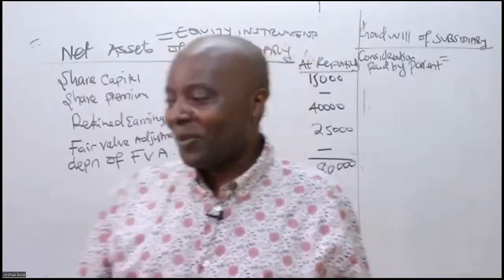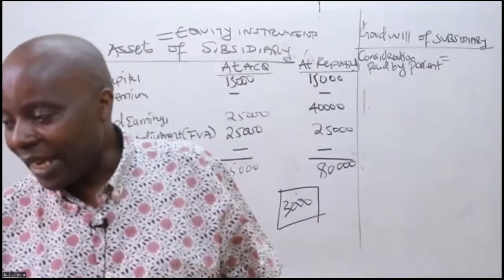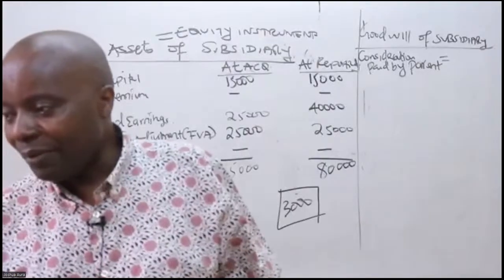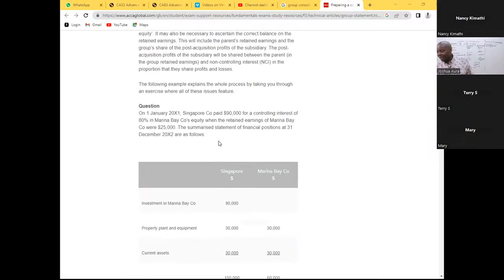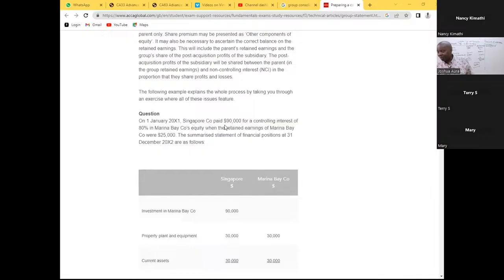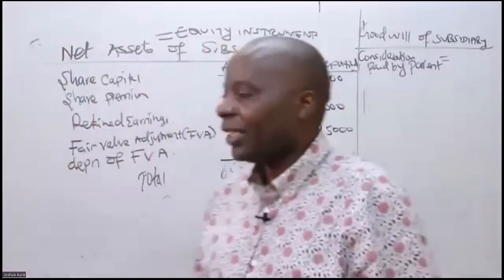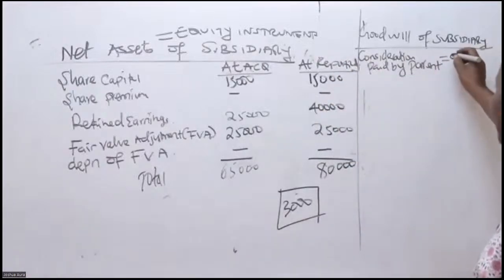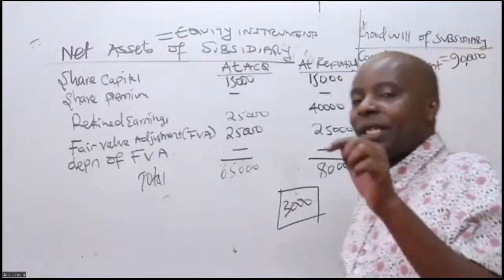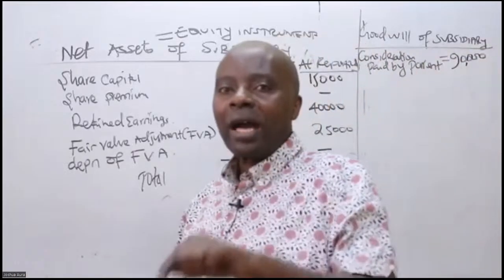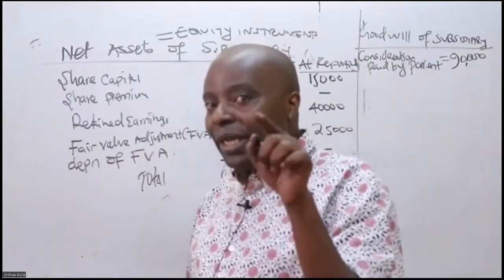So Kevin tells me that the parent paid 90,000. If you remember here, the parent Singapore paid 90,000. But remember, the parent is not the only owner. We have another owner who paid in something.